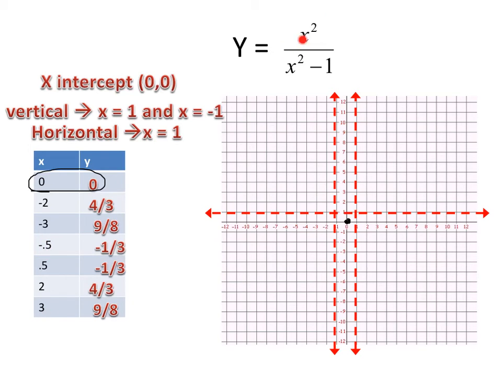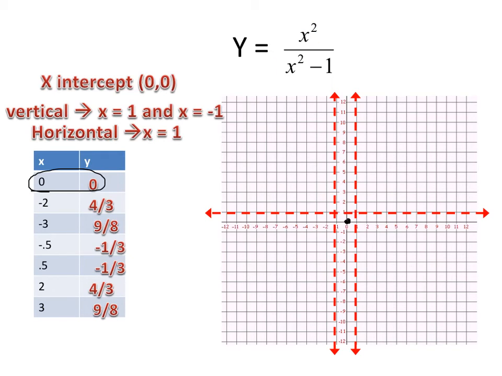So then we just plug them into the function. So -2 squared is 4. 4 divided by 4 minus 1 would be 4/3. And then so on and so forth, plugging all those numbers in. And you could just use your calculator to plug them in or do it by hand.